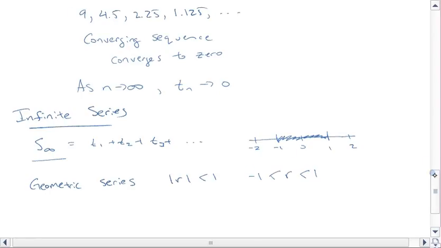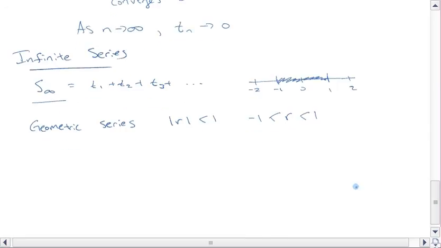When that's the case, your sequence is going to get smaller and smaller because you keep on multiplying by something that's less than 1, and you can actually work out what this S infinity is. Remember, we said Sn is equal to A times 1 minus r to the power of n, divided by 1 minus r.